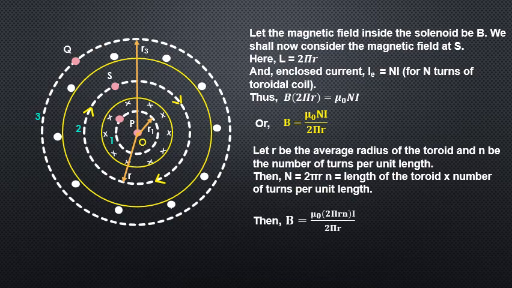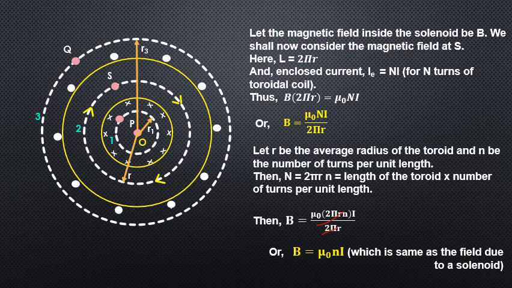So what do we get on solving this? As I have done, I have replaced capital N in the above equation by 2 pi rn from the logic that I explained. So here 2 pi r and 2 pi r get cancelled out, and we get the final expression for the magnetic field inside the toroid, which is B equal to mu naught nI. And you can see that this expression is similar to the magnetic field inside a solenoid. So that means the magnetic field of a solenoid and a toroid are of the same form, or have the same expression.